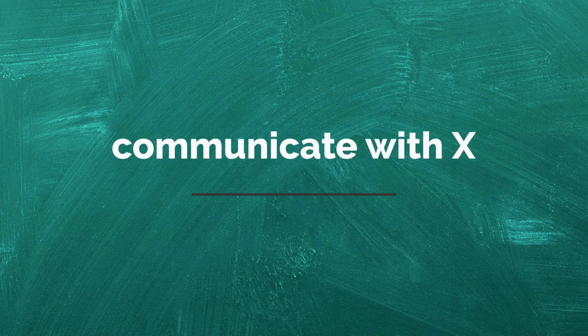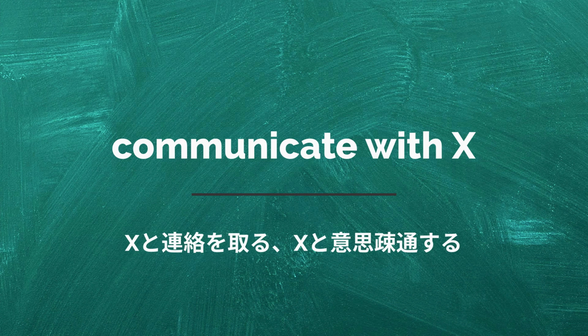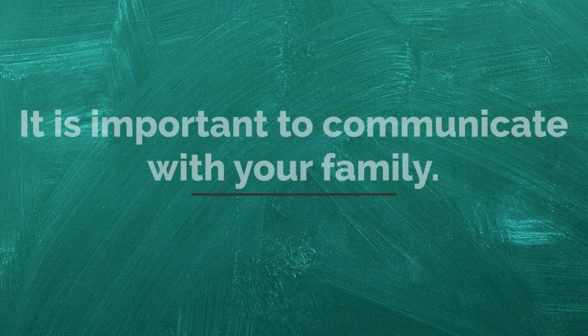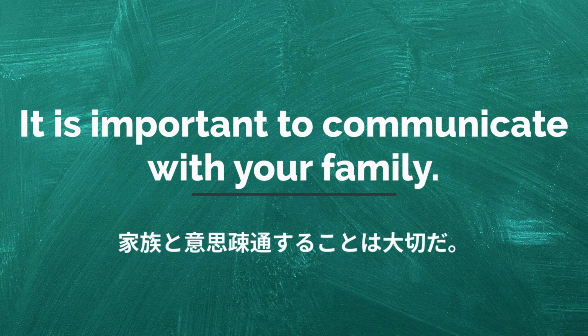Communicate with X. X と連絡を取る。X と意思疎通する。 Communicate with X. It is important to communicate with your family. 家族と意思疎通することは大切だ。 It is important to communicate with your family.